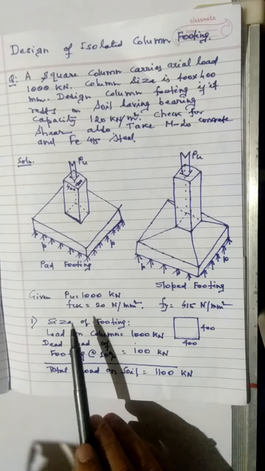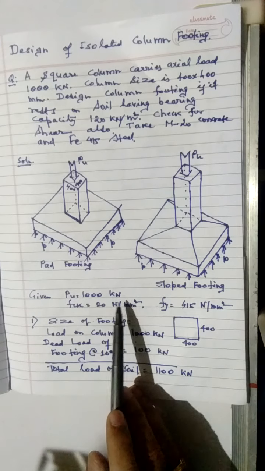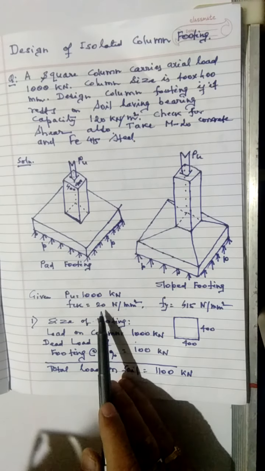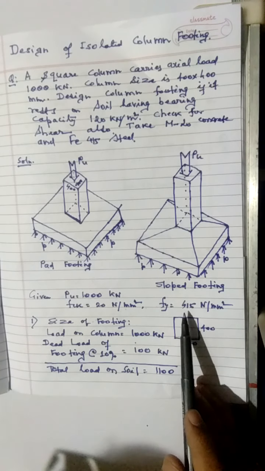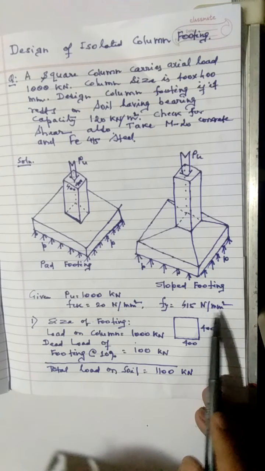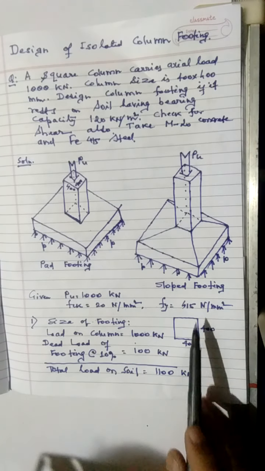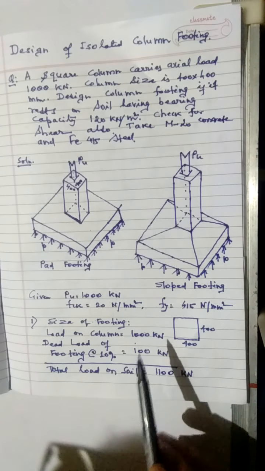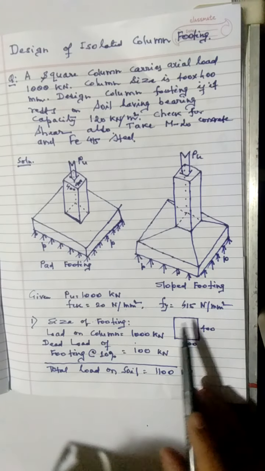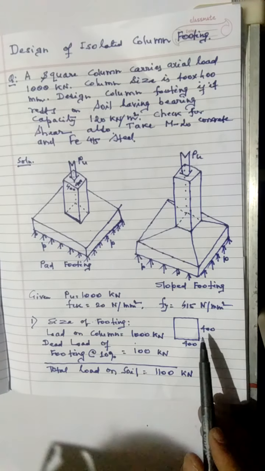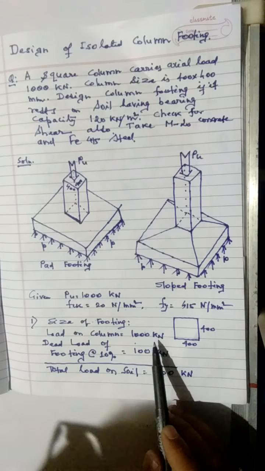The problem gives the total load upon column as 1000 kilonewton. The concrete grade is M20, that is 20 Newton per millimeter square is the value of fck. Steel grade is 415 Newton per millimeter square, that is steel tensile strength. Now to begin with the design steps, the first step is the size of footing. To determine the size of footing for a square column having a size of 400 mm by 400 mm, the total load on column is 1000 kilonewton.